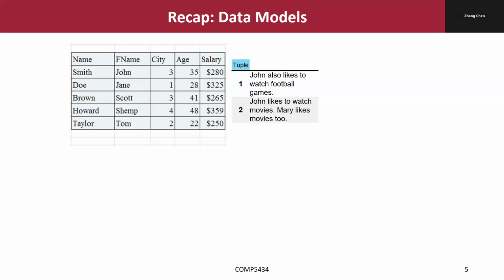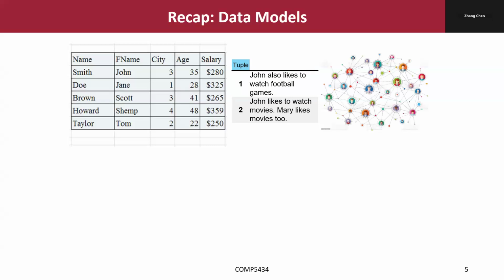Then we also have textual data, like sentences or documents, in our case, "John likes to watch movies," right? Those are unstructured data, meaning we do not have a fixed table format for it, as it is natural language.